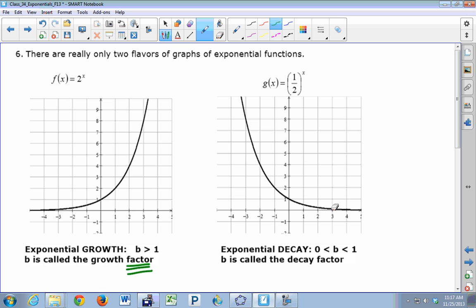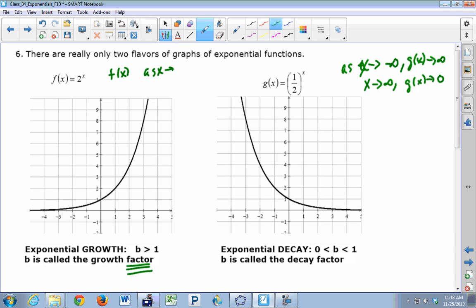As x gets bigger and bigger, our function value is decreasing. As x gets smaller and smaller, our function value is increasing, so it's rising. So here our end behavior is just the opposite. As x approaches negative infinity, g of x approaches infinity. So it rises. And as x approaches positive infinity, g of x approaches the x-axis, but now it's the positive side of the x-axis.